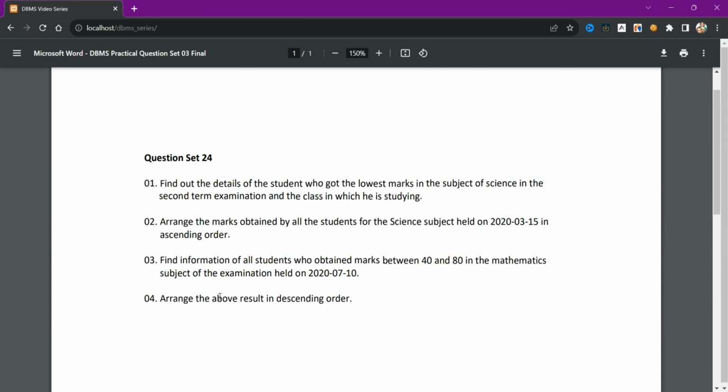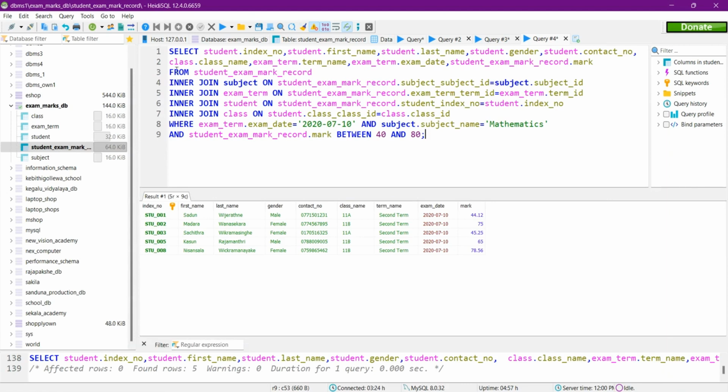So in the fourth question, they've told us to arrange the above result in the descending order. So we found out the result in the third question and we need to arrange that result in the descending order. So this is the query we used for the third question, and I'm going to use this query as well for the fourth question. There is nothing to change, but we need to add something. So as I told you in the second question, we need to use the keyword order by when we order something ascending or descending or whatever. So I'm going to use the keyword order by here.